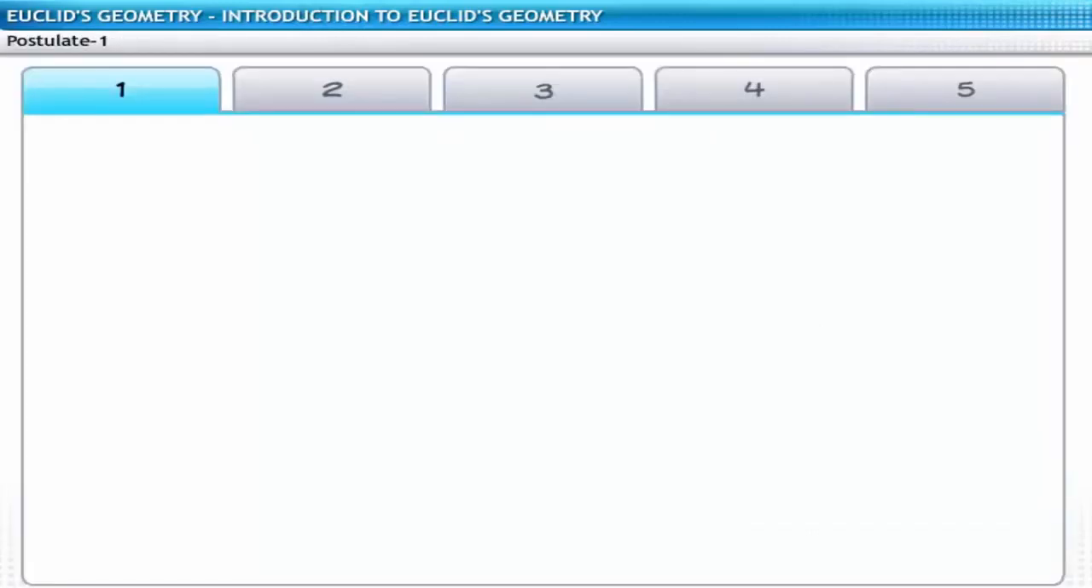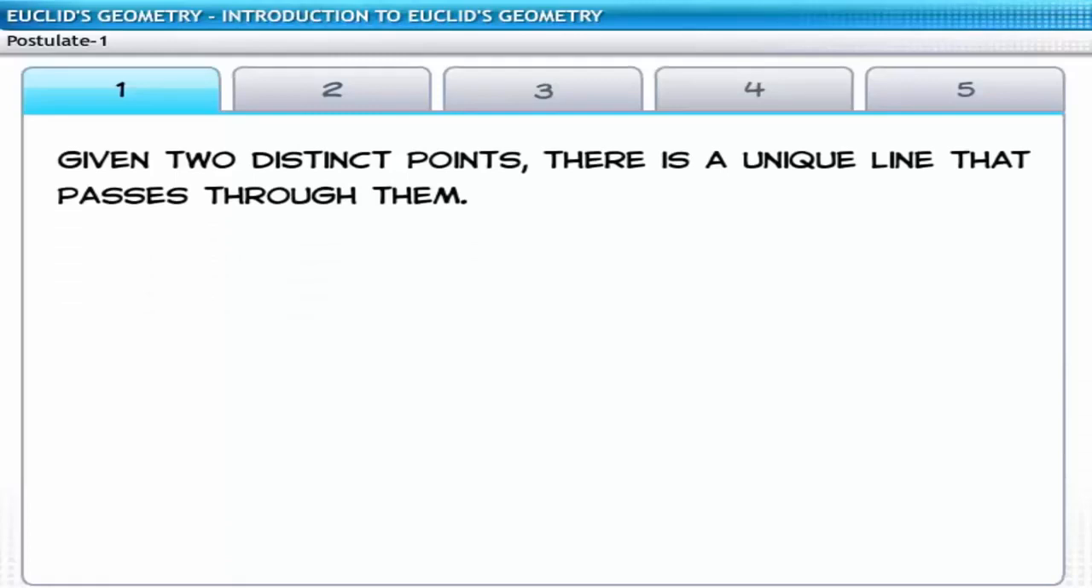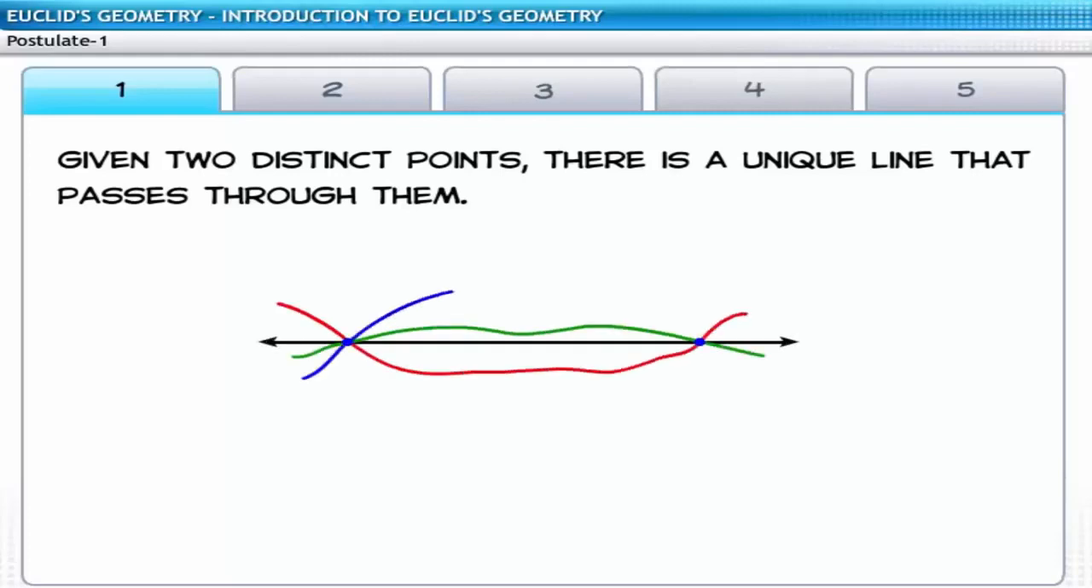The first postulate states that, given two distinct points, there is a unique line that passes through them. To understand this postulate, let's start with 2 points. Let's try to find out how many lines can be drawn through the points. Oh, we can observe that an infinite number of lines can be drawn through the points.